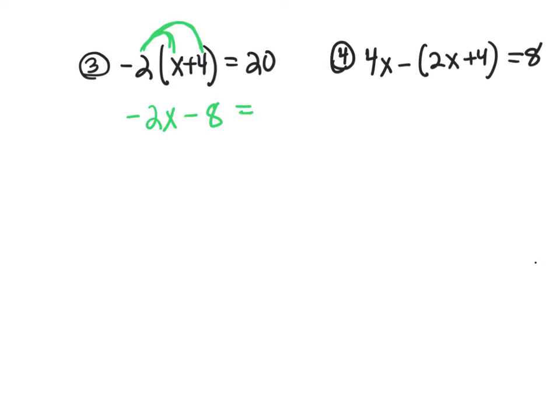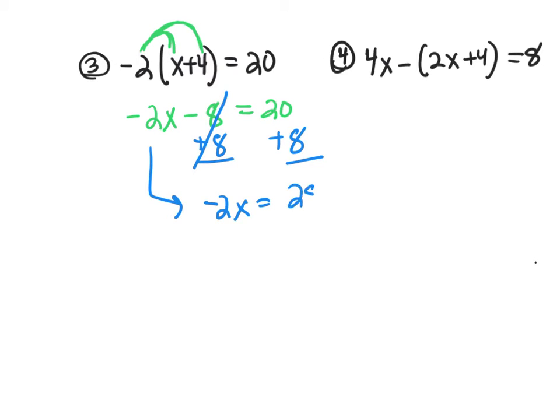And then I'm going to keep the equals 20. So my first step in green there is just to apply the distributive property. Now I'm going to work with my inverse operations. I see negative 8, I'm going to add 8. That'll cancel out the negative 8 and the positive 8, and I will drop down this negative 2x. 20 plus 8 will give me 28.